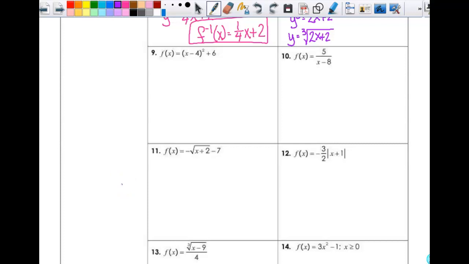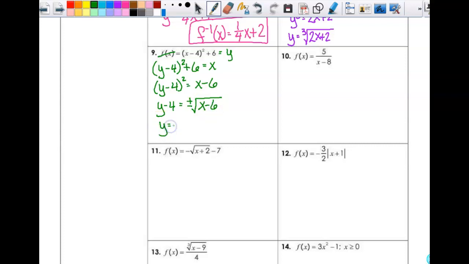So got this, I'm going to set this equal to y. So this gives me y minus 4 squared plus 6 equals x. So I'm going to subtract 6, so I'm going to get y minus 4 squared equals x minus 6. Then I'm going to take the square root of both sides, so I get y minus 4 equals plus or minus the square root of x minus 6. So then y equals plus or minus the square root of x minus 6 plus 4.